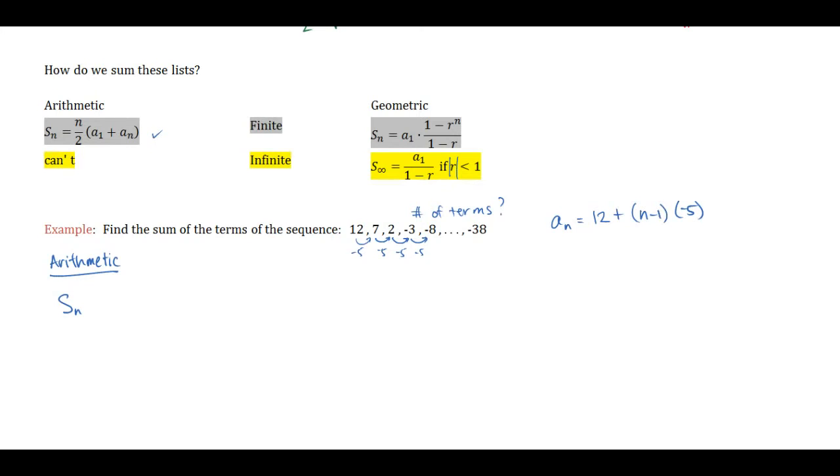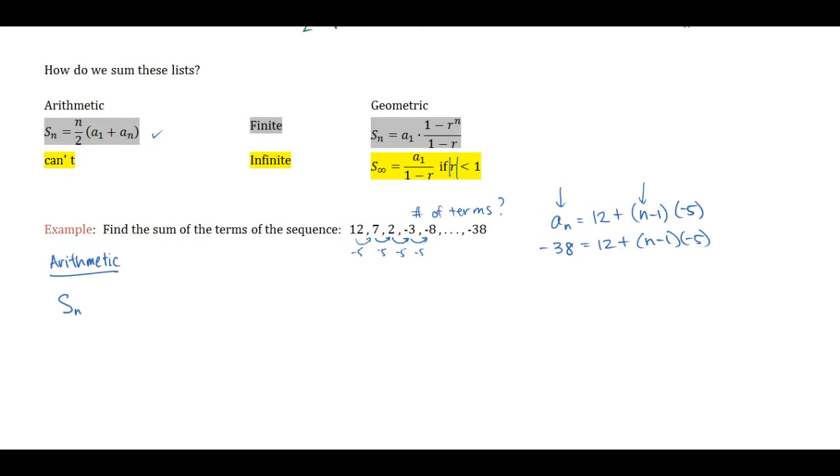Now, notice I have two unknowns. I have n, the number of terms, and a sub n, whatever number that is. Like third term would be a 2, or fifth term would be a negative 8. Oh, wait, we know negative 38 is the nth term. And we should be able to solve for n, and that would tell us exactly what term number it is in the list.